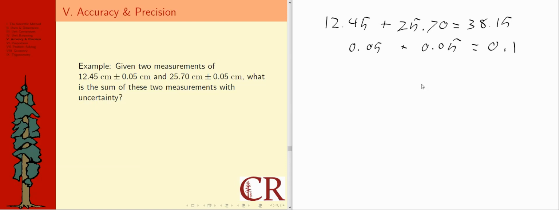Now, here's one issue that comes up. If I look at these two numbers I've just calculated, I've got 38.15 centimeters, apparently my penmanship is going out the window now, plus or minus 0.1. There's kind of a rounding mismatch if I just leave it this way.